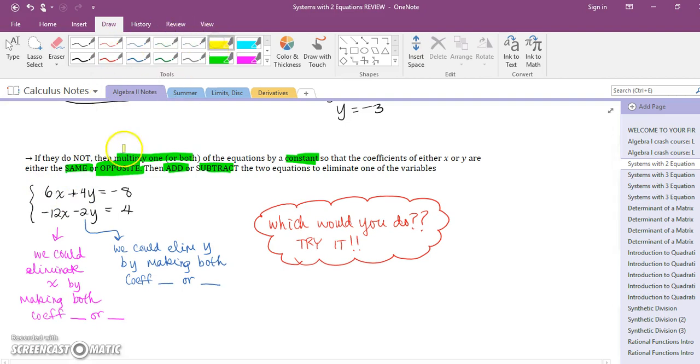I'm looking at my x coefficients. I have 6 and -12. And I'm looking at my y coefficients. I have 4 and -2. You could say, all right, I want to make these the same or opposite.